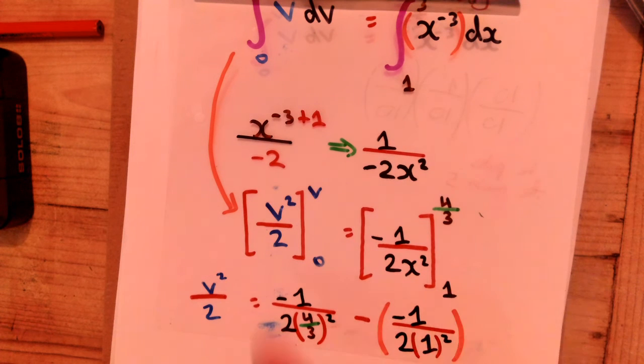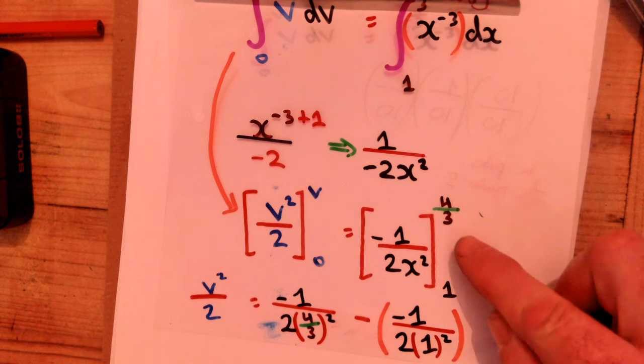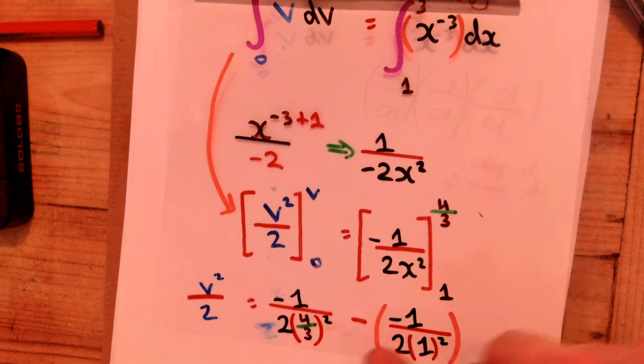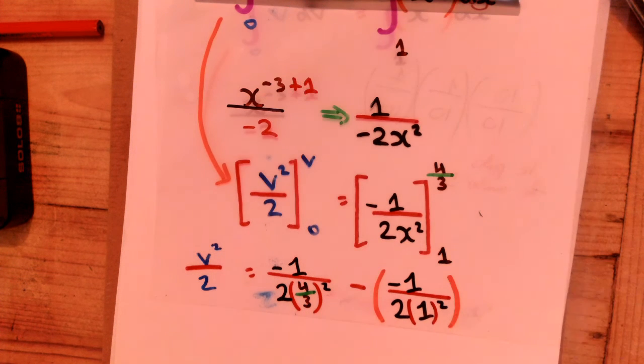I'm putting v in there, and now I'm going to put in 4 over 3 into that, and then minus the lower limit. Now the question doesn't say write it as a fraction or decimal, so put down both, and maybe to 2 decimal places. See what you get.